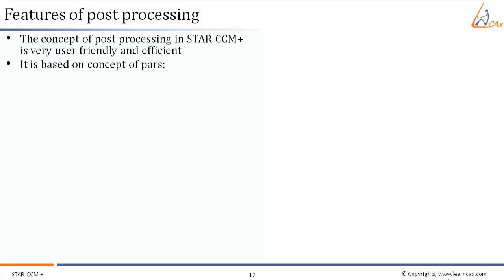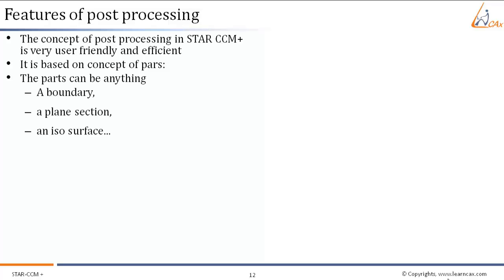The post-processing is based on the concept of parts. A part can be any entity. It can be a boundary or a plane section or an ISO surface. One can create as many parts as required. Once a part is created, it is made available for any post-processing purpose.